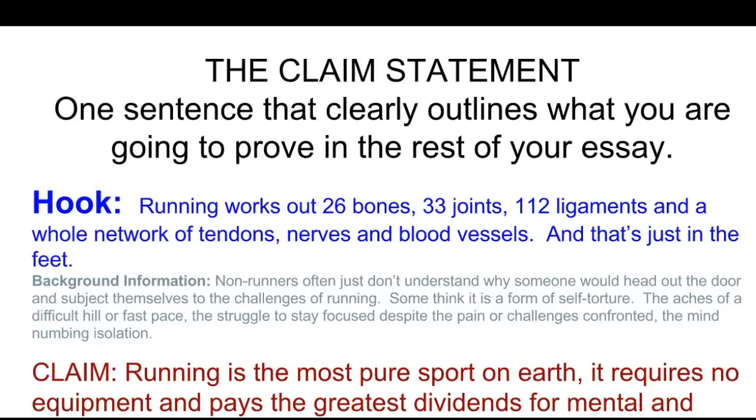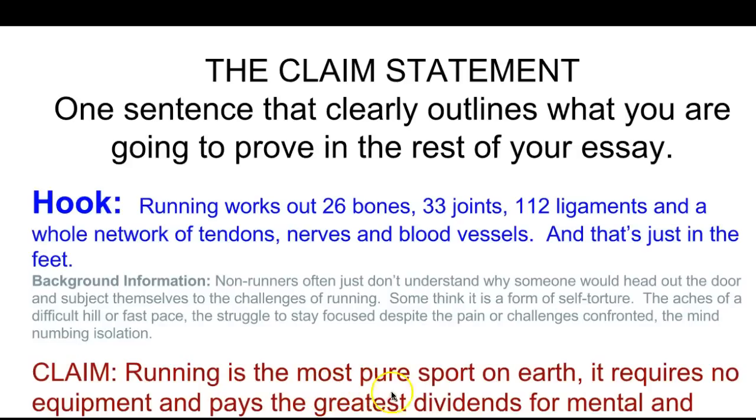The claim statement I'm going to use for this persuasive essay on why running is the greatest sport is that running is the most pure sport on earth. It requires no equipment and pays the greatest dividends for mental and physical health. So if you take a look at this claim statement, I see 3 body paragraphs coming out of this.